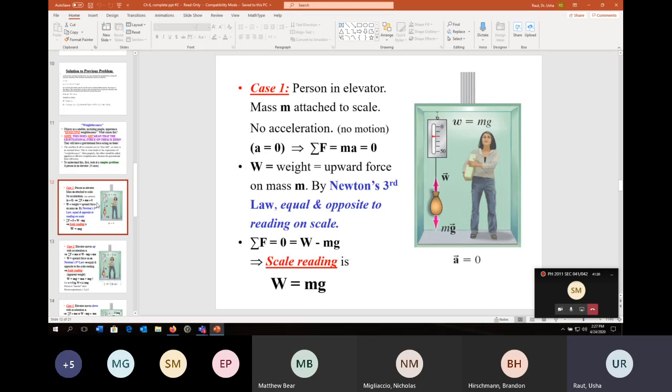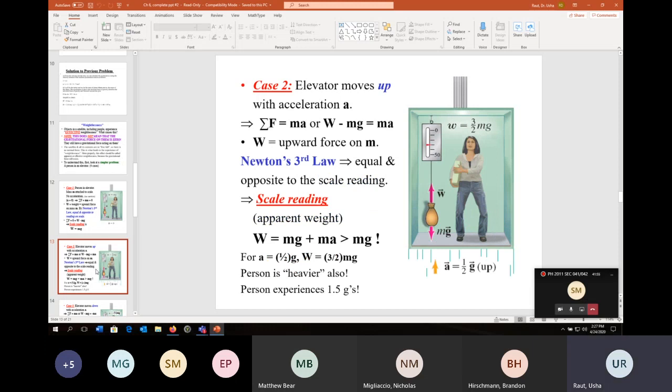However, things change when the elevator is starting to move upward or downward. And then that's when the reading on that scale is going to change. And we are going to see why that is so by, again, drawing an FBD and looking at Newton's second law. So let's go to the second case, where the elevator is moving upward.